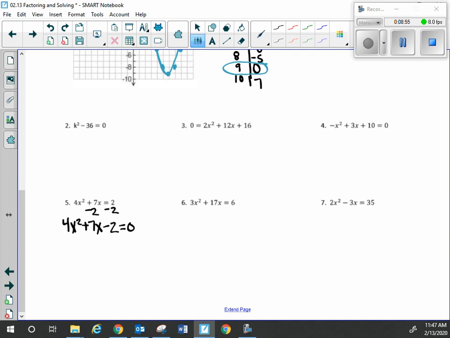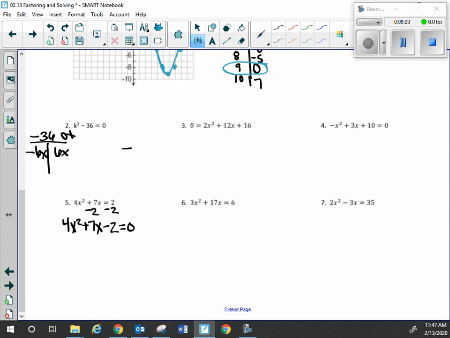Okay, so number 2, k squared minus 36 equals 0. Can I factor out a GCF? No. A times c? Negative 36. I need factors of negative 36 that have a sum of 0. If there is no center term, that means that b is equivalent to 0. Good. What are the factors of negative 36 that add to 0? Negative 6 and 6. Very good.